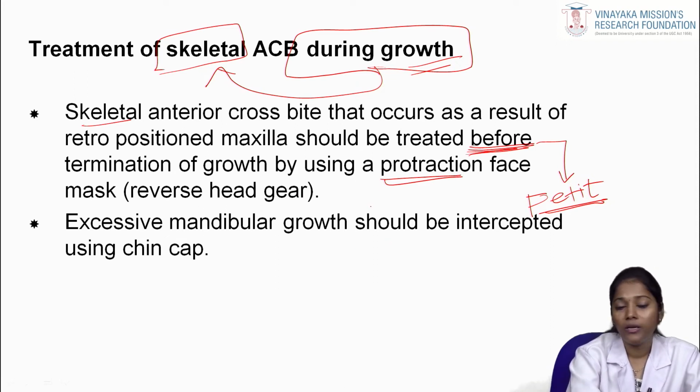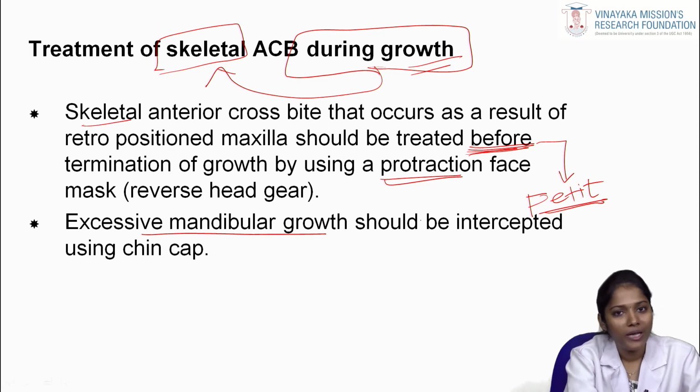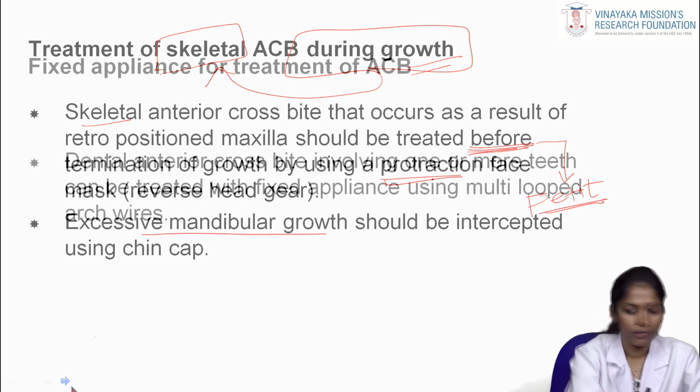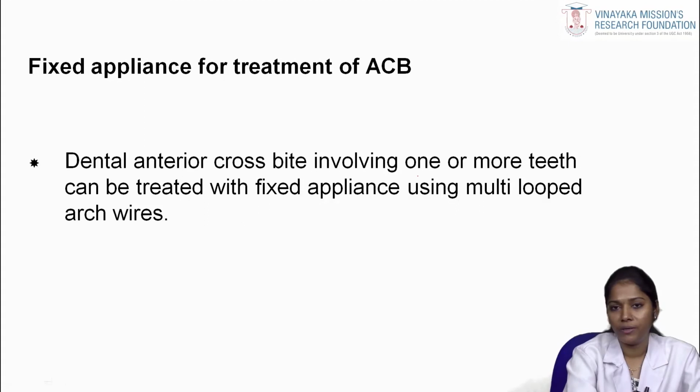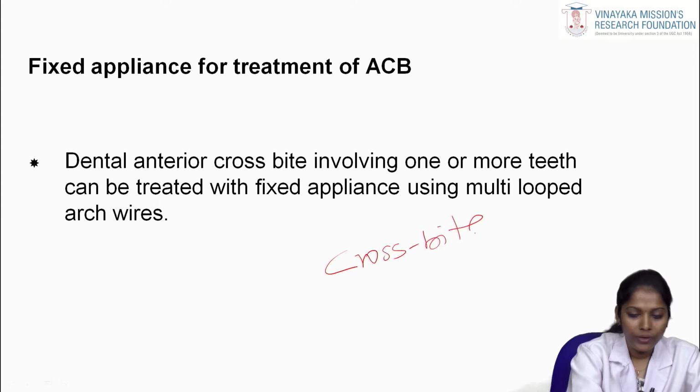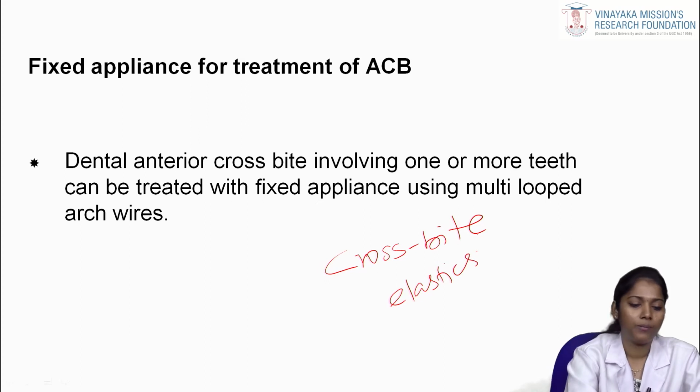The same way, if the problem is in case of your mandible, this excessive mandibular growth should be intercepted with a chin cup, whereas for the fixed appliance for treatment of your anterior crossbite, we have crossbite elastics. Though we have different kinds of modalities to treat with the fixed appliance.